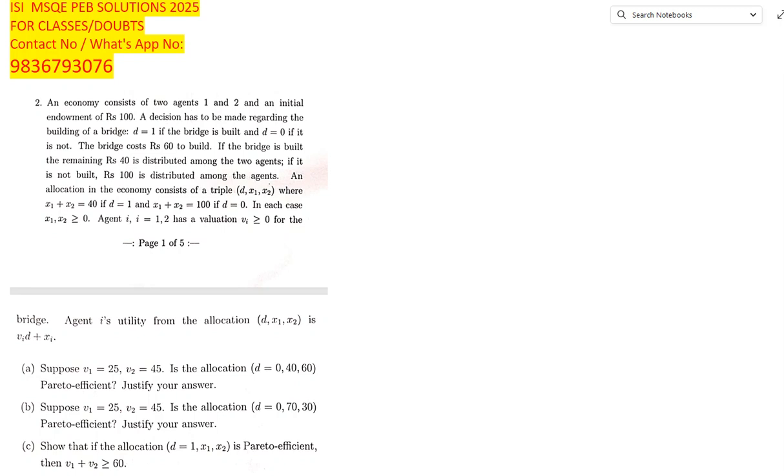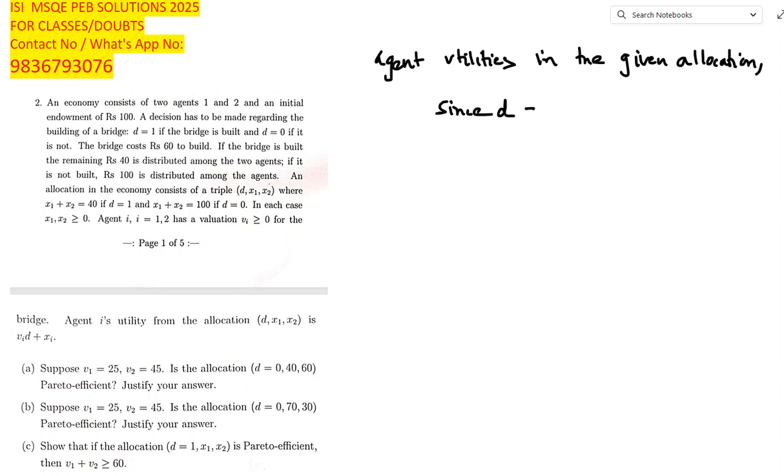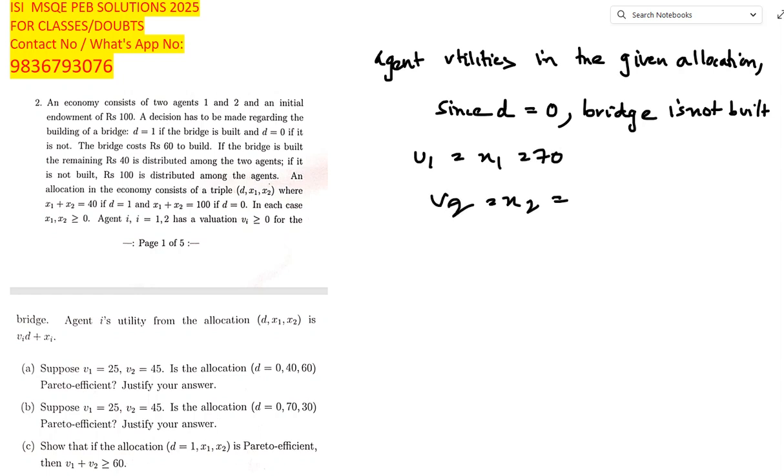So here we are being given the agents' utilities in the given allocation. Since D is equal to 0, the bridge is not built. Correct. And the agent utilities are what? X1 being 70 and X2 being 30. Okay.